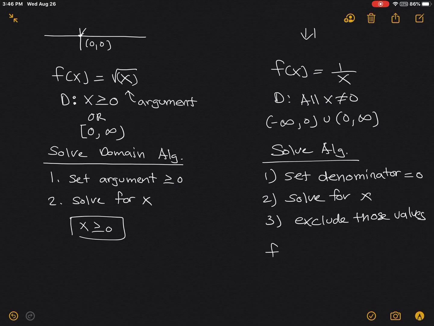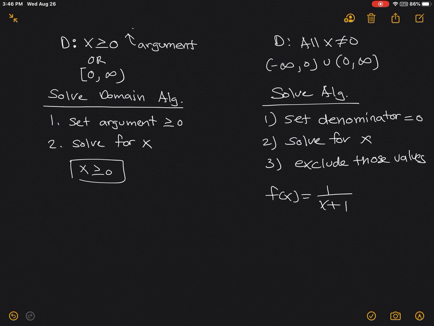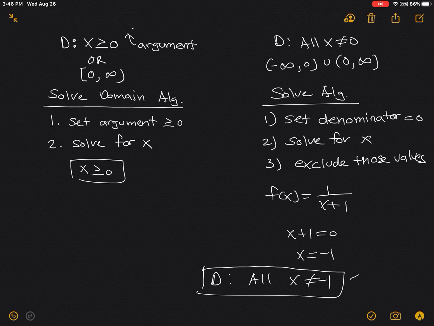So if I go back to my function, right, let's say I give you something simple like this, 1 over x plus 1, okay? So if I were to solve for the domain algebraically, I'm going to set my denominator equal to 0, solve for x, right? And then the last step would be x cannot equal -1. So I would say all x cannot equal -1. That would be the domain of this particular function.